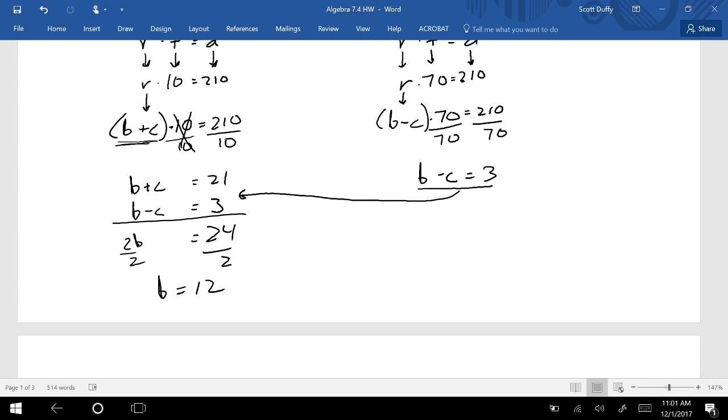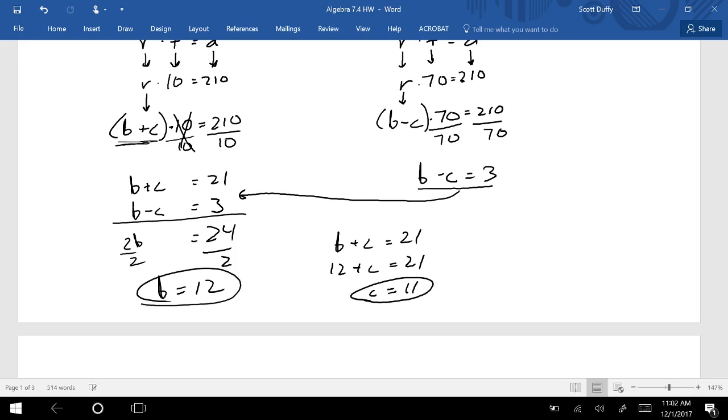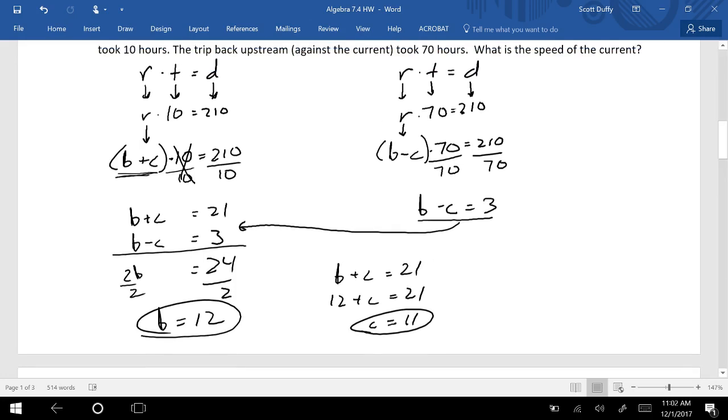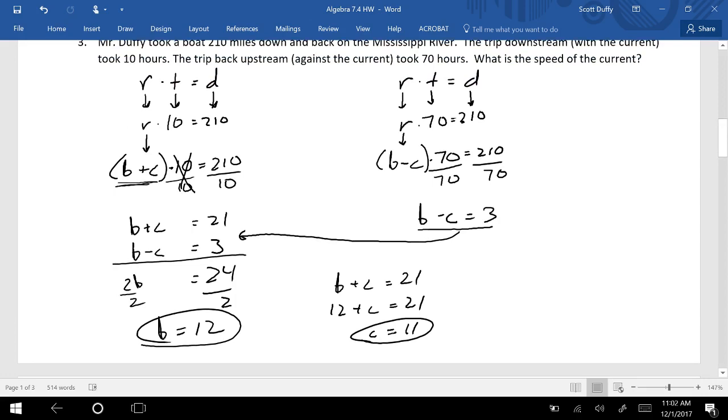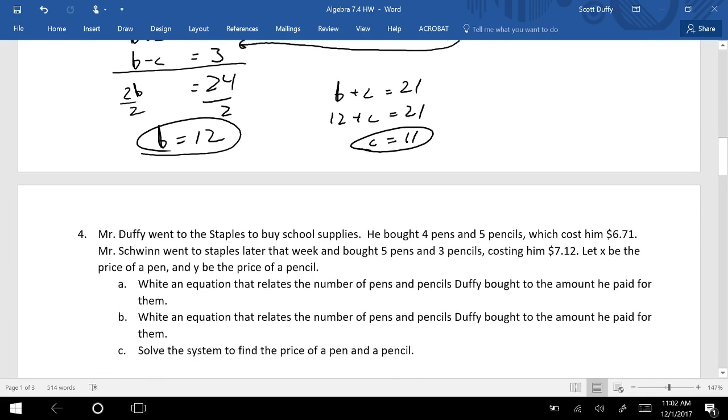Now, all I have to do is see what is the current. I just found the boat's rate. The current, we know that the boat plus the current equals 21. So I say 12 plus what equals 21, and C is equal to 11. So I found the boat speed of 12 and the current speed of 11. Pause the video if you need to, write this down, and then we'll move on.